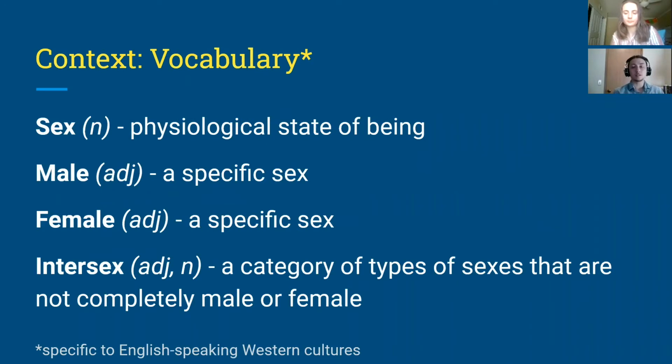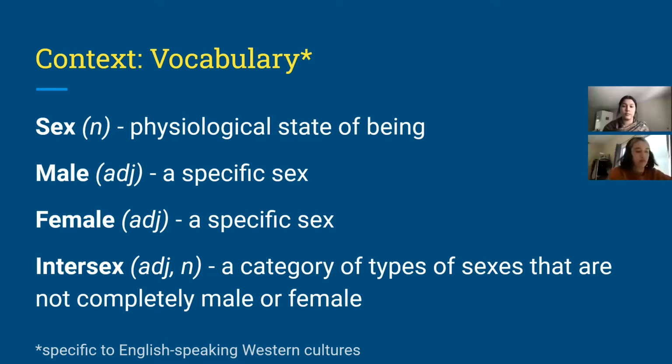Sex, which is different from gender, refers to a physiological state of being. Most people have heard of the male sex, the female sex, and a lot of people these days are finally having heard of intersex, where intersex is actually an entire category, very complicated. We're not going to get into that in this workshop, but I do want to point out the asterisks here, where these words, even though we think of them as being scientific, they're actually cultural. They come from English-speaking Western cultures.